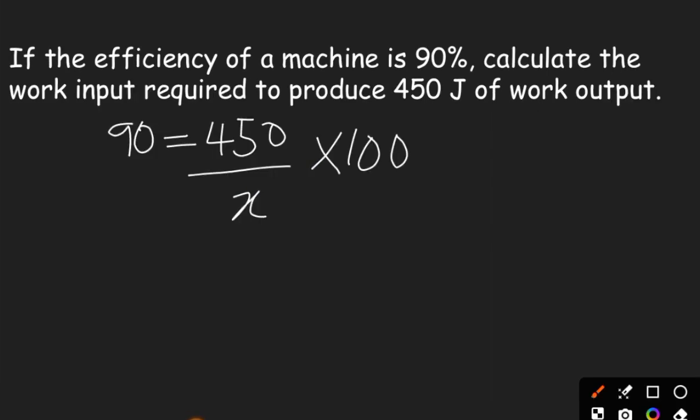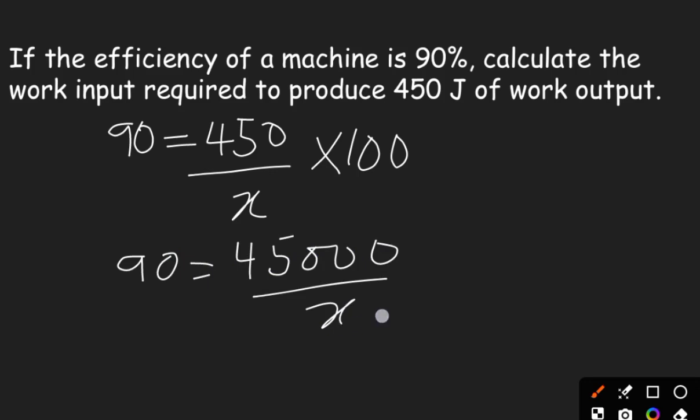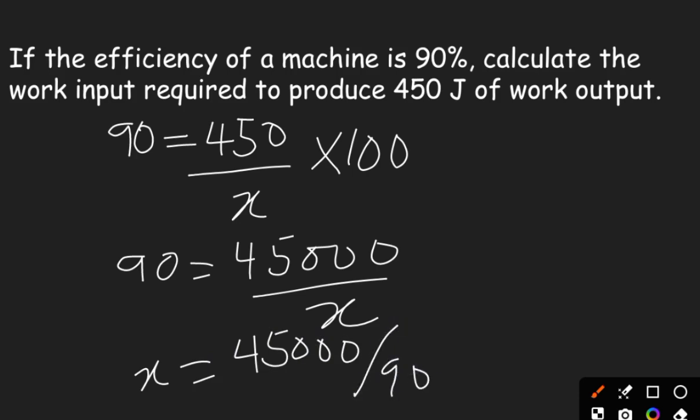So to work it out, you have 90 equals 45,000 over x. So to make x a subject, let's exchange the positions. 45,000 over 90. So we are going to have 500 joules, which represents the work input.